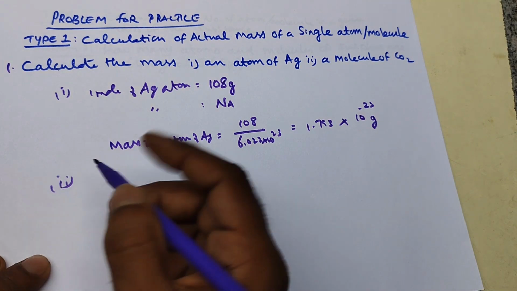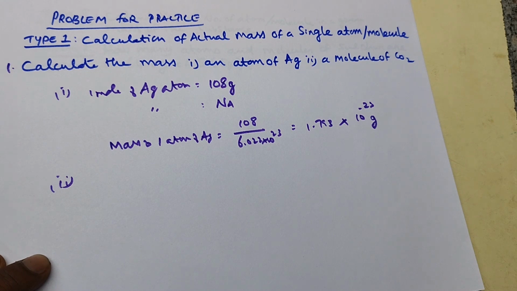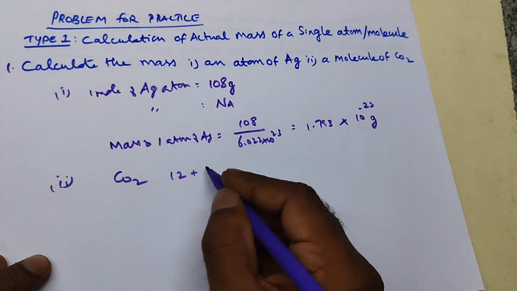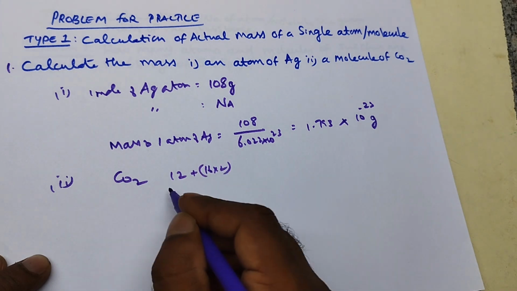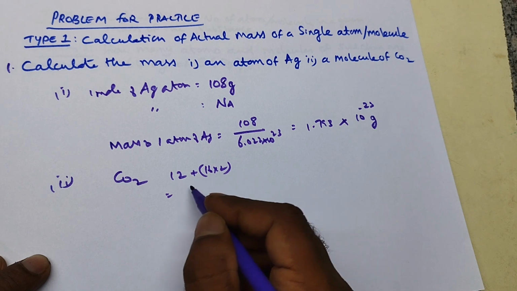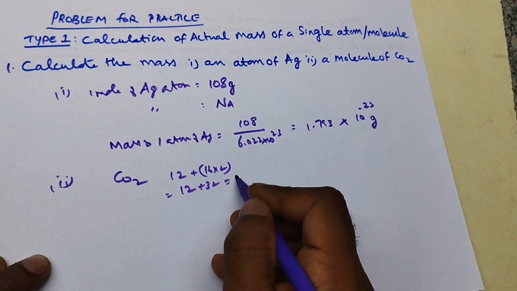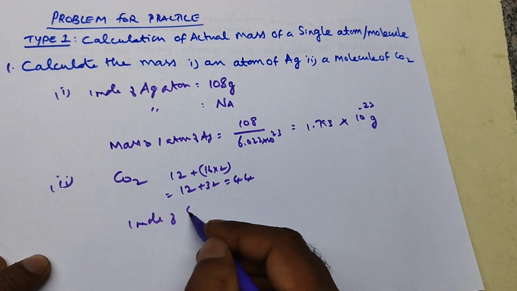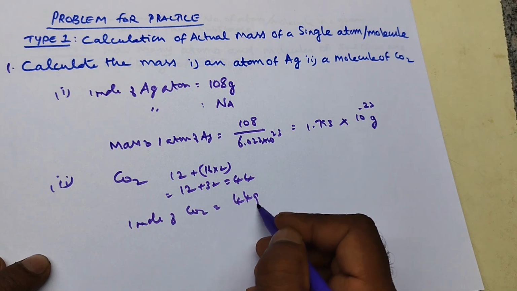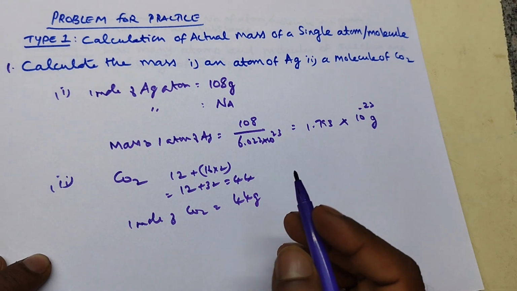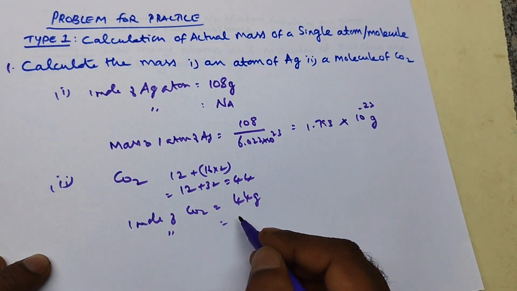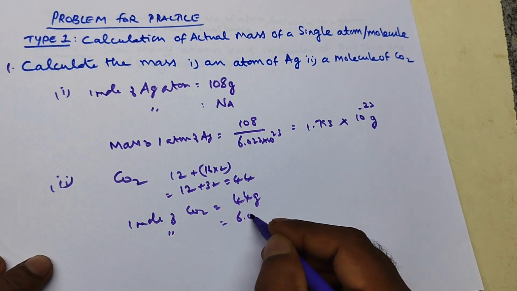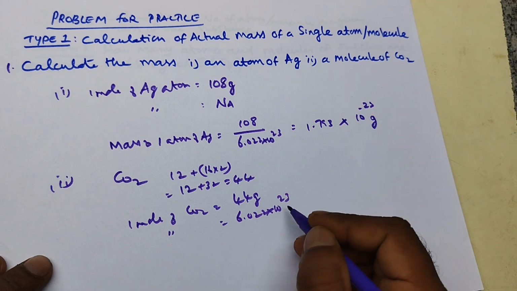At the same time, the other question asked is about a molecule of carbon dioxide. First you have to find the molecular mass of carbon dioxide. Carbon is 12, oxygen is 16, and the number of atoms is 2. If we add all these, we get 12 plus 32, which is equal to 44. So 1 mole of CO2 is nothing but 44 grams. Same thing, 1 mole of CO2, expressed in number of molecules, is 6.022 into 10 to the power of 23 molecules.